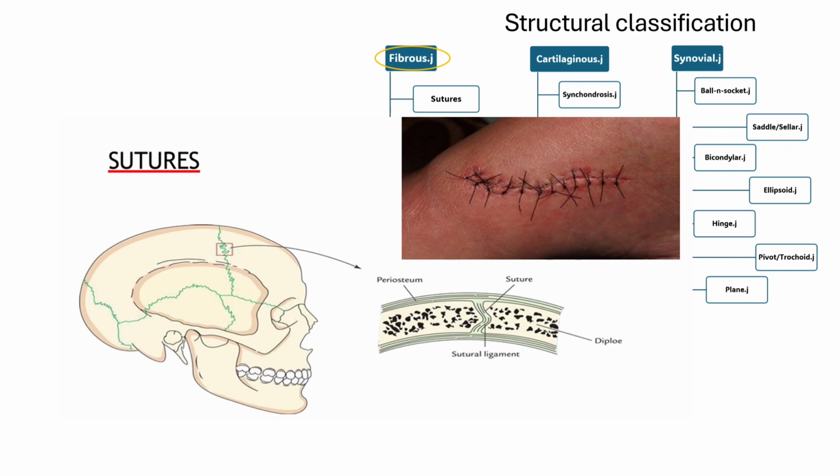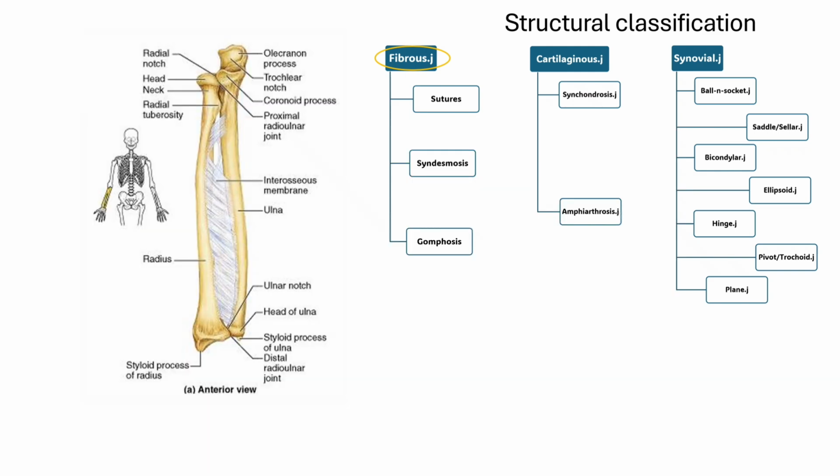The next one is the syndesmosis. In these joints, the bones are connected by interosseous ligaments or membranes. Examples include the inferior tibiofibular joint and the middle radioulnar joint. In both of these examples, we can see that there are two bones found in that region.